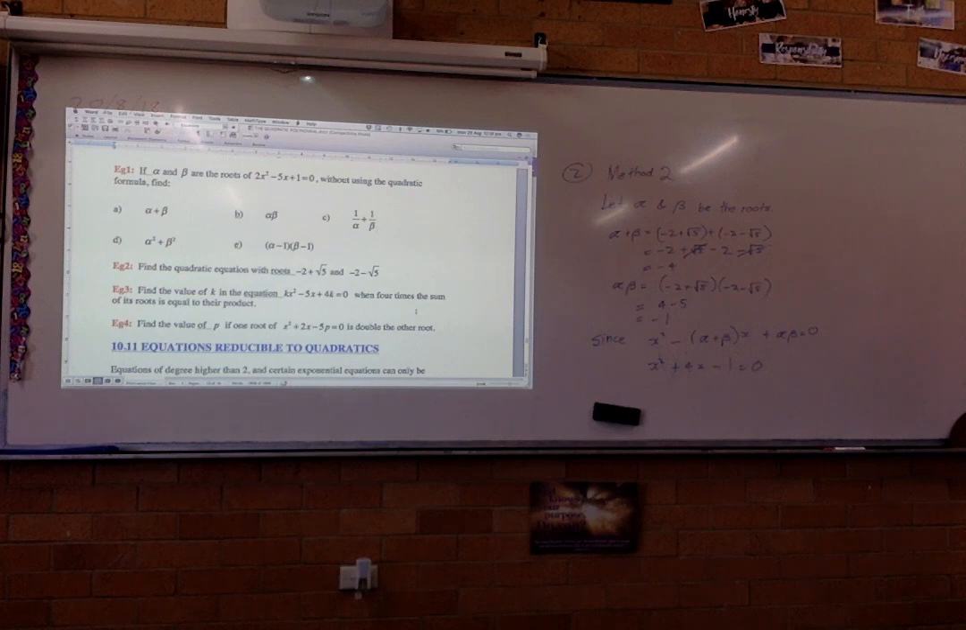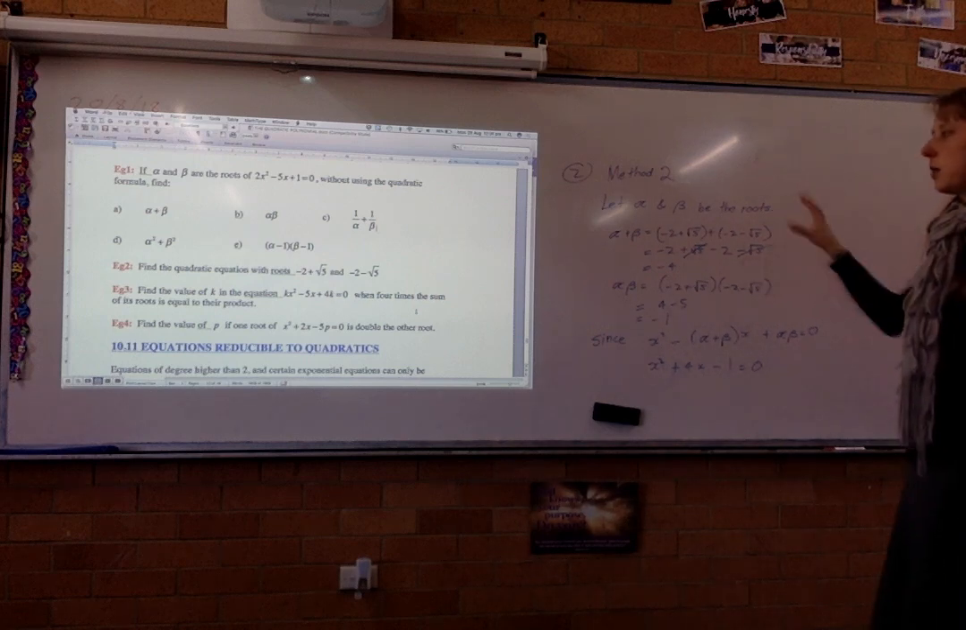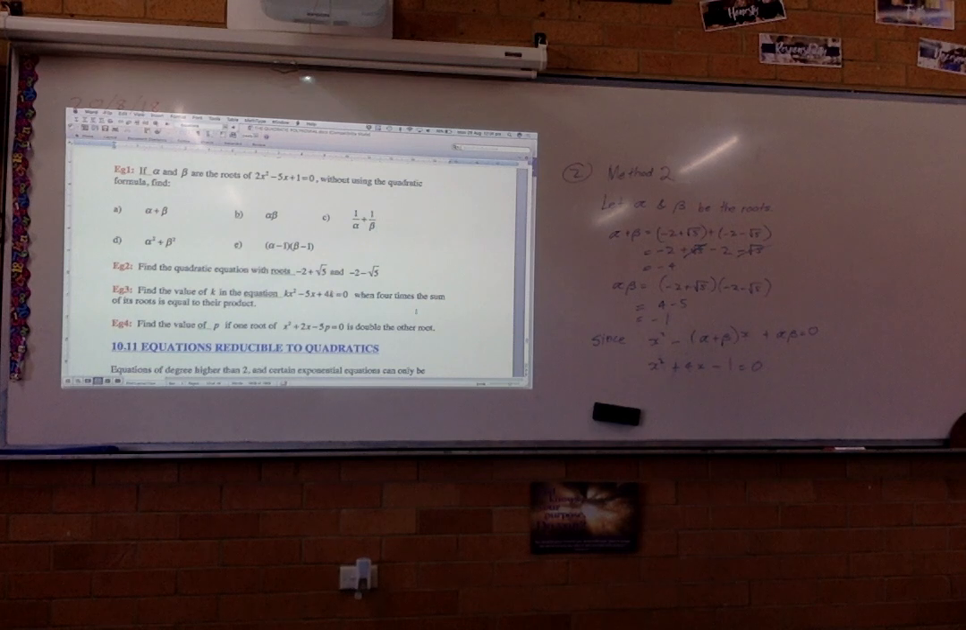Are your equations the same? Yeah. Which method do you like better? One. You like one? Still better. Oh, you could do one. It doesn't say you have to do one way or the other. So as you get more comfortable with these sum and product of roots, you may or may not like that better, but anyway.